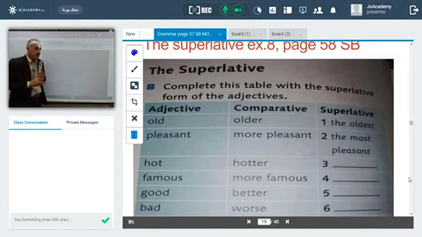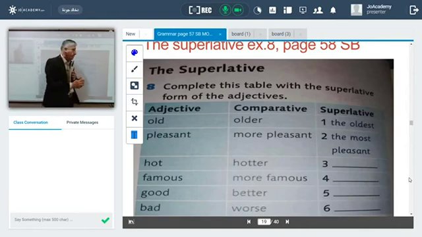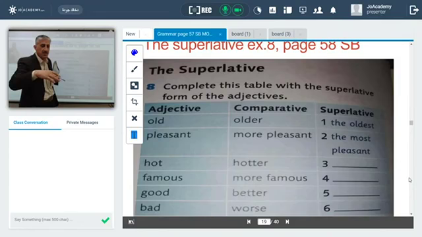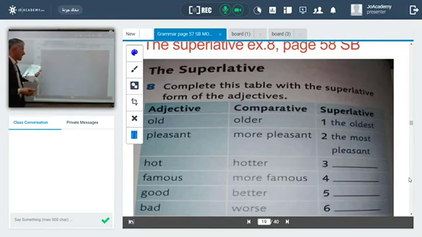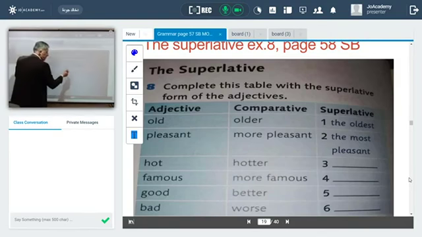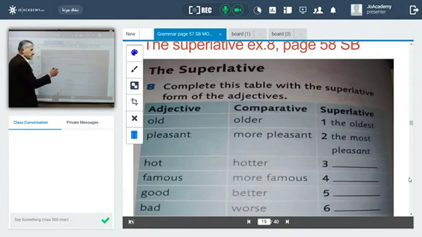Comparative means مقارنة, and superlative صيغة تفضيل. Okay, superlative. It's the best. He is the best among all. Comparative, I compare between two persons, two things. So if I have the adjective old, old means قديم أو كبير. If I want to make it a comparison, I say he is older than me, أكبر مني.